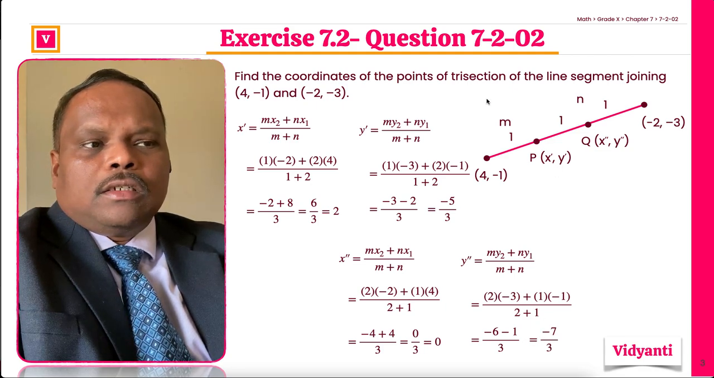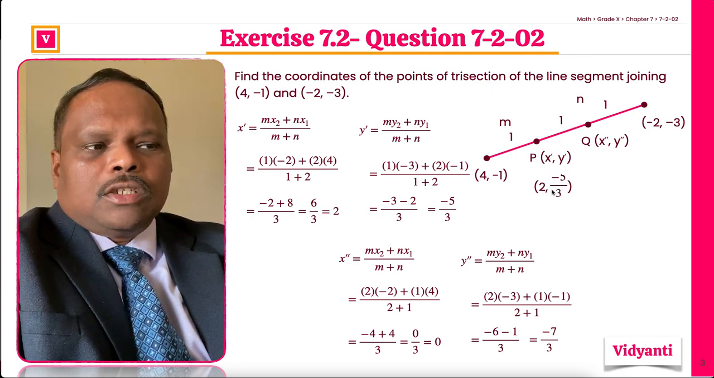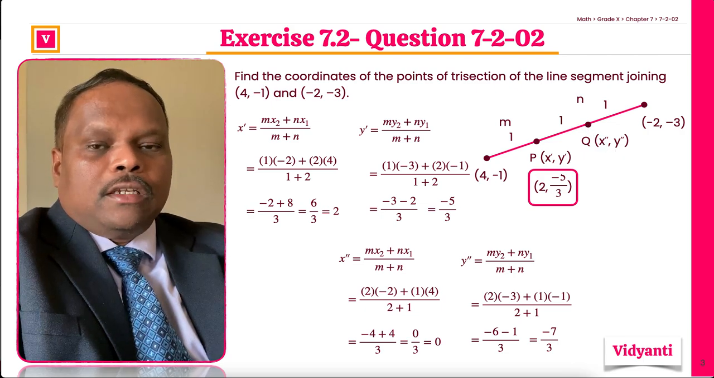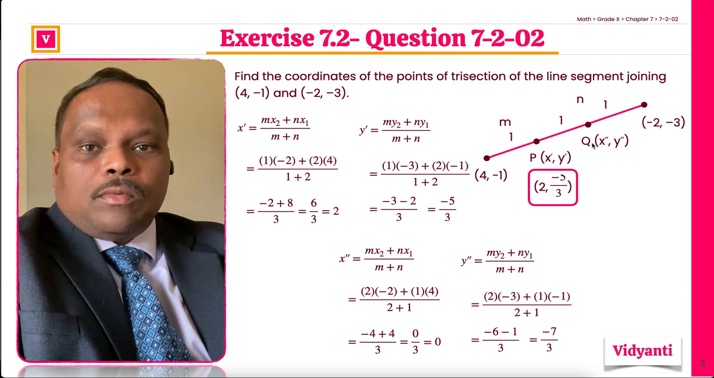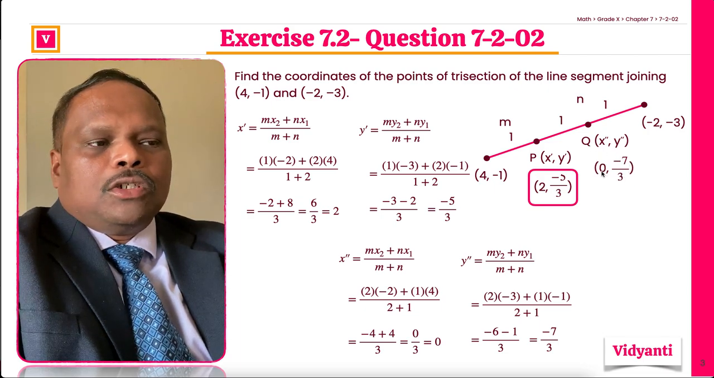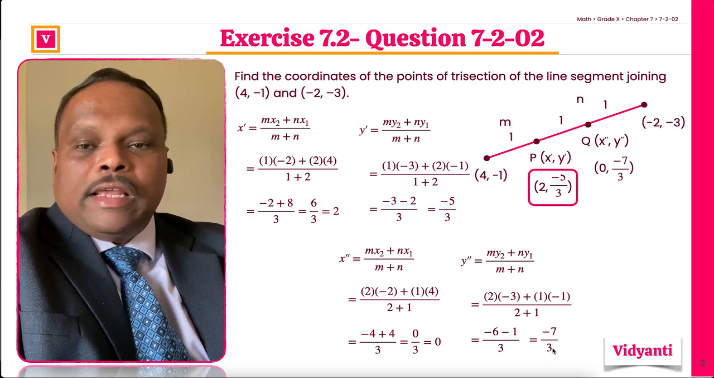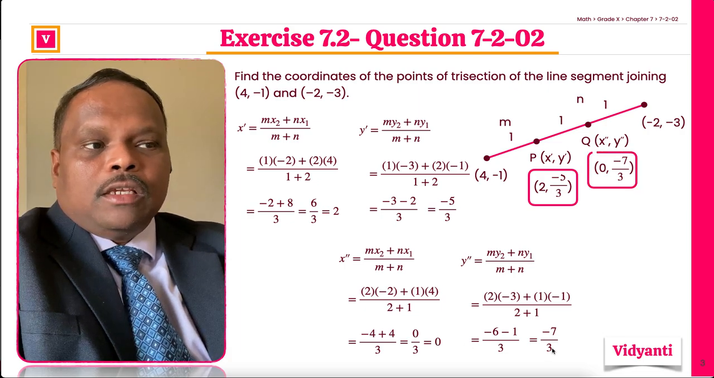So now what are these points of trisection? First is point P, that is (2, -5/3), and that's one of your answers. And Q is the second point of trisection. Remember, you have been asked for two points. When you are talking about trisection, you are dividing this entire thing into three parts, so you will get two intermediate points. If you just write one answer, that will not be okay. You have to write the coordinates of point Q too. So that would be (0, -7/3), and that would be your final answer.